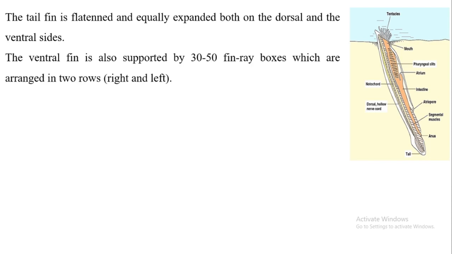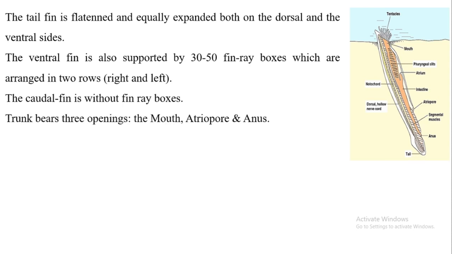The ventral fin is also supported by 30 to 50 fin ray boxes, which are arranged in two rows, that is right and left. The caudal fin, or tail fin, is without fin ray boxes. So there are three types of fins: dorsal fin, caudal fin, and ventral fin. Also, the trunk bears three openings, that is mouth, atriopore, and anus. Let us see each opening one by one.